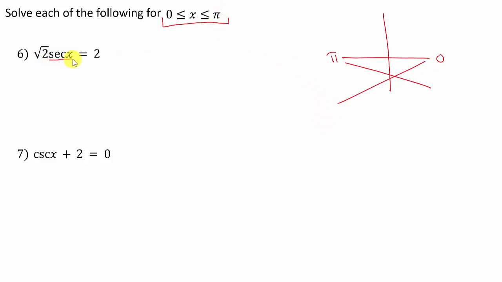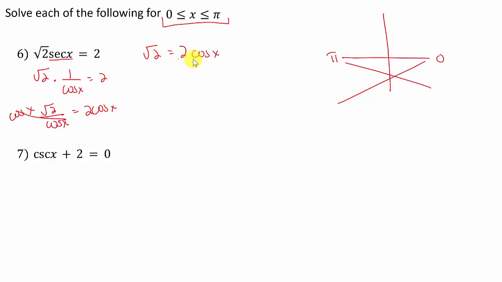Again, if I see secant and I'm solving, I'm going to change it to 1 over cosine. So this is going to be the square root of 2 times 1 over cosine x equals 2. And you can rewrite this as square root of 2 over cosine x, which is probably how I would skip this step and go straight here, but if you need to see this, that's fine. And I want to get cosine by itself, so I multiply both sides by cosine. And I have square root of 2 equals 2 times cosine of x, and I'm going to divide by 2. And so what I have is square root of 2 over 2 equals cosine x.